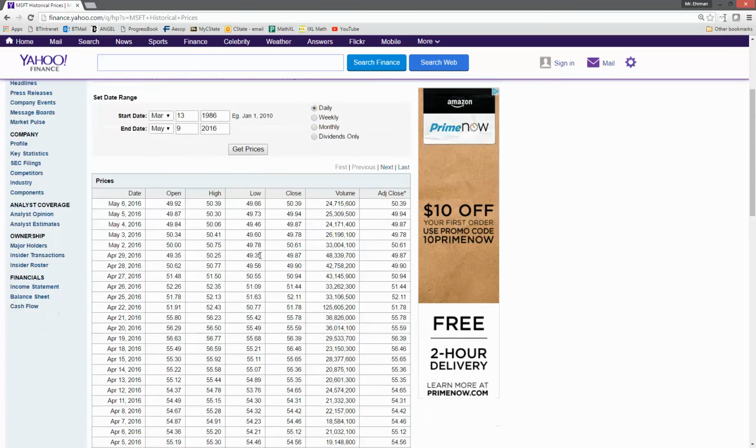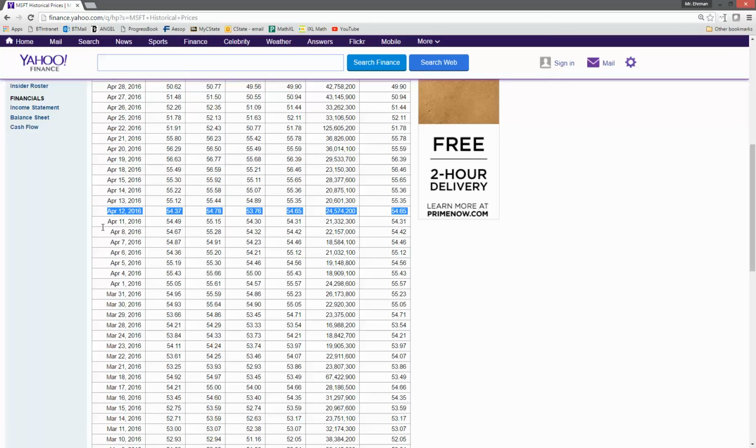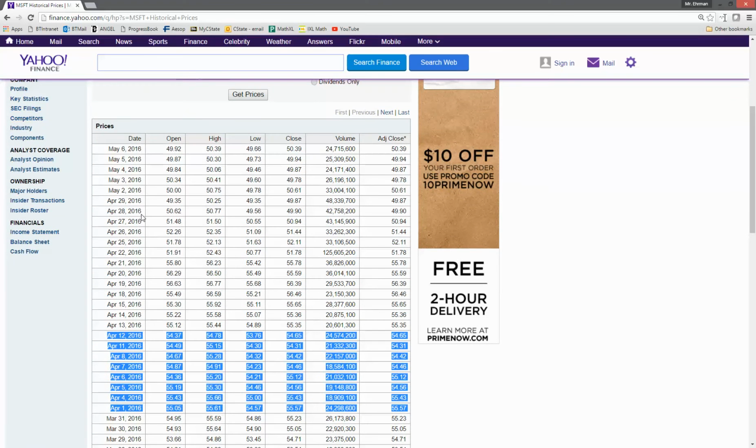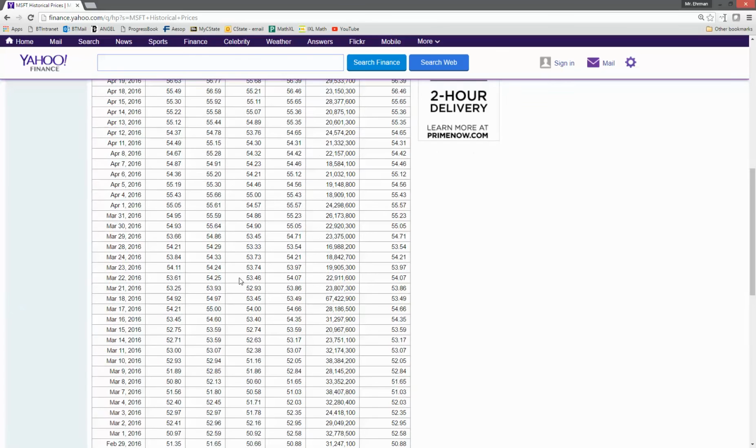If I look at this page right now, it doesn't look like the prices are going to go back that far. The prices that are listed here are daily through the last few months. So we're going to have to set the new date range. And as it turns out, you can see that March 13th, 1986 was already populated in there. So actually, you know what? I think it may have already been set up for that.